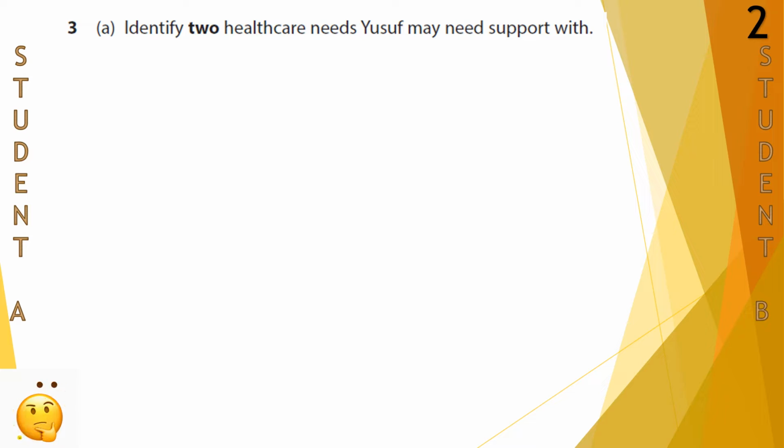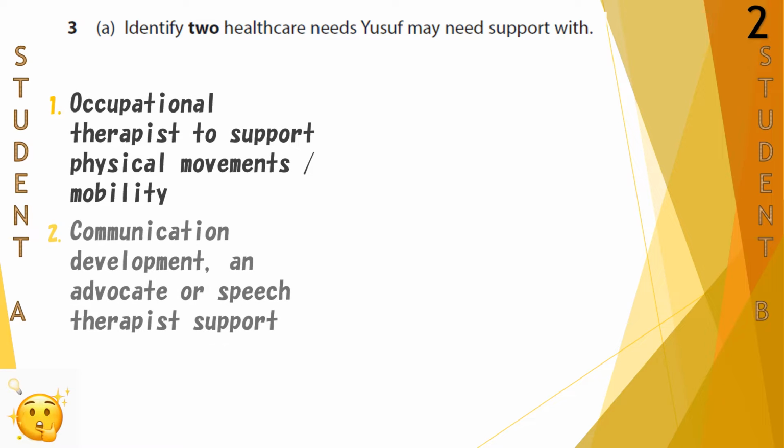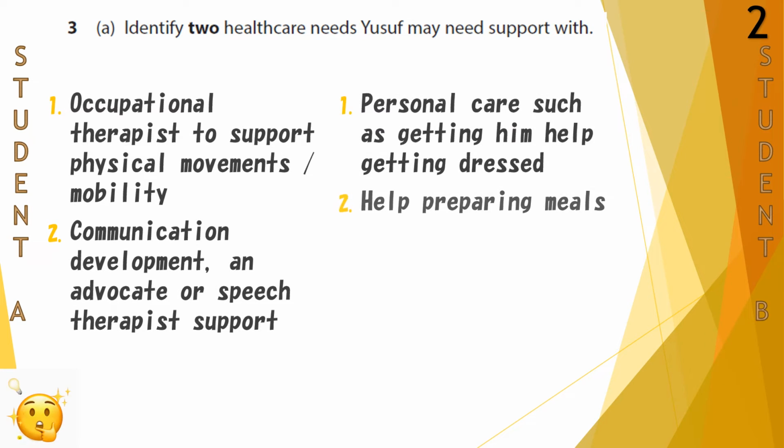Now the first question, the 2 marker here, was: identify 2 healthcare needs Yusuf may need. These were the answers the two students put forward. Occupational therapists support physical movement and mobility, communication development, an advocate or speech therapist, personal care, getting him dressed, and preparing meals, which are all care needs that Yusuf may have. In both cases, these students scored 0 marks out of 2.